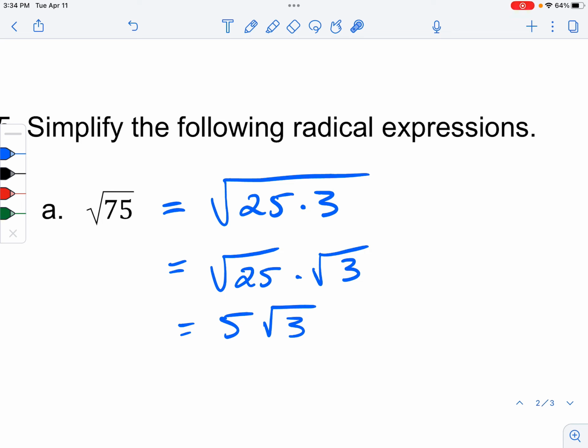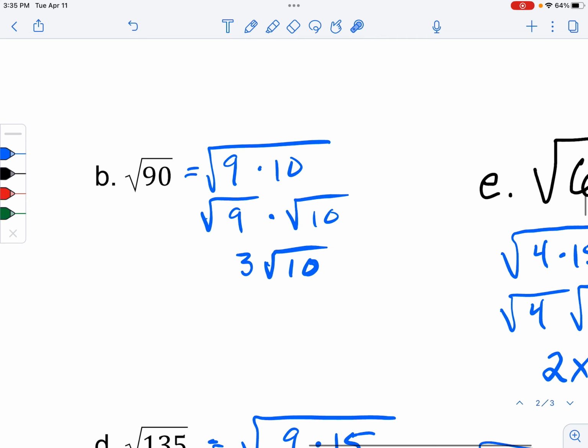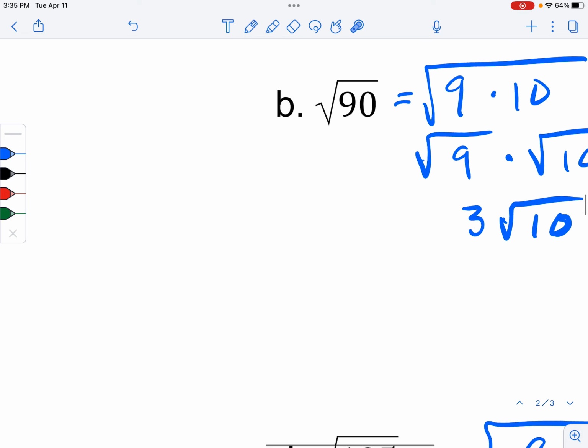And in this example A, we did find that right factorization that's going to work out really nicely. So I've got 75 is equal to 25 times 3. We split it up just like we did in the other example. 25 is a perfect square. Our simplification would be 5 times the square root of 3. In B, this one also worked out pretty nicely. If we split 90 up into 9 times 10, the square root of 9 is equal to 3, and our final answer is 3 times the square root of 10.